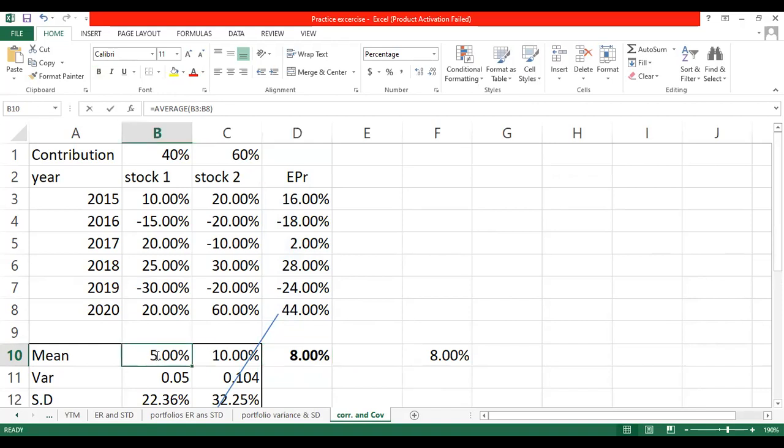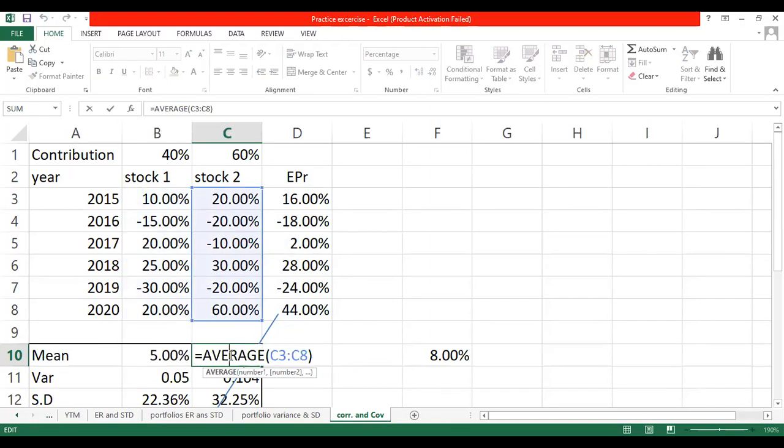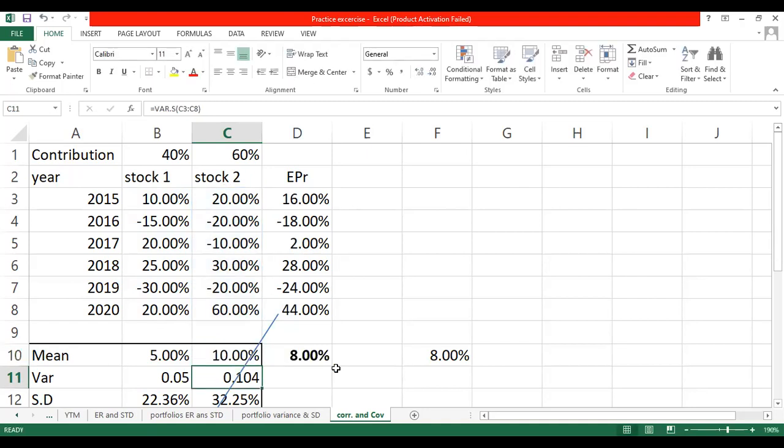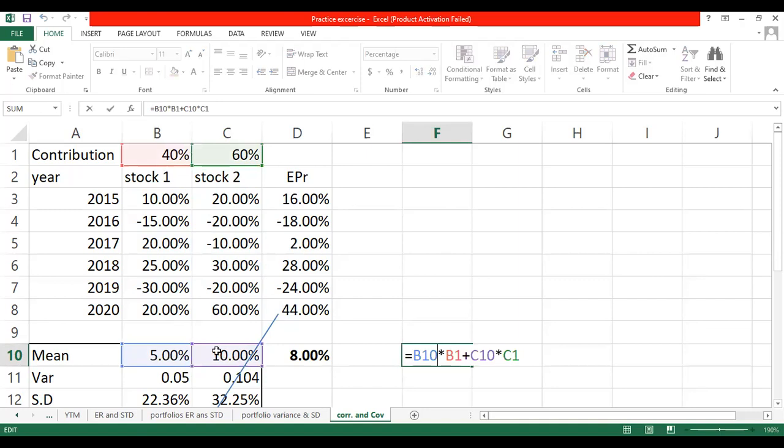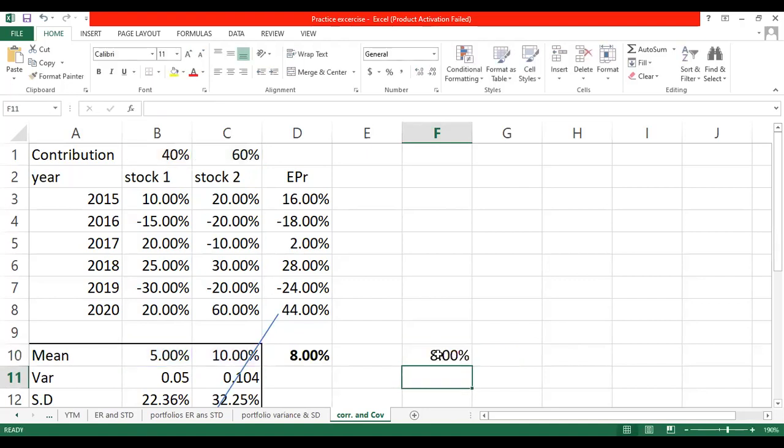Now there is another method of calculating portfolio return. First, calculate asset 1 return, that is taking the average of stock 1 return, and taking the average of stock 2 return. Now what you need to do is consider return and its weight. Stock 2 return 10% and its weight 60%. Now just see, 5% multiplied by 40% plus 10% multiplied by 60%. So that is 8% as well. So you can follow both methods to calculate your portfolio returns.